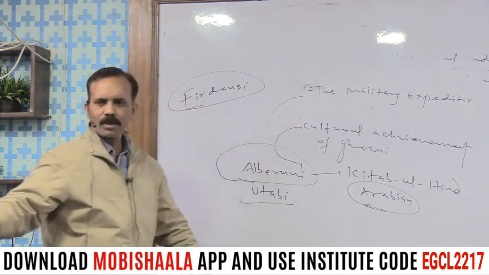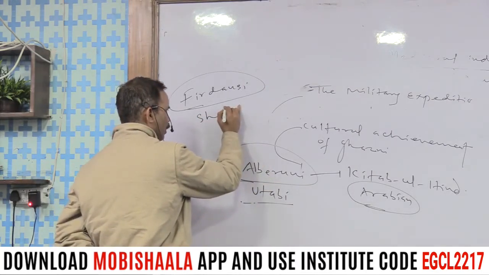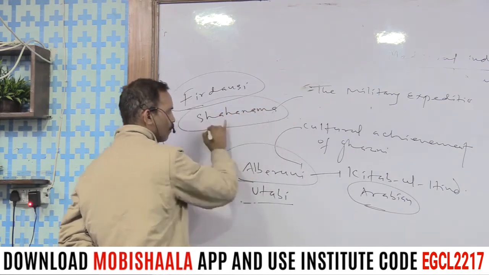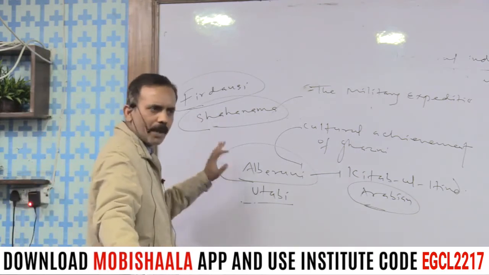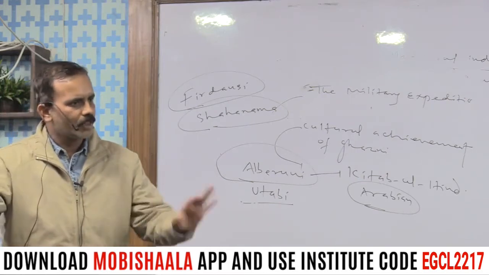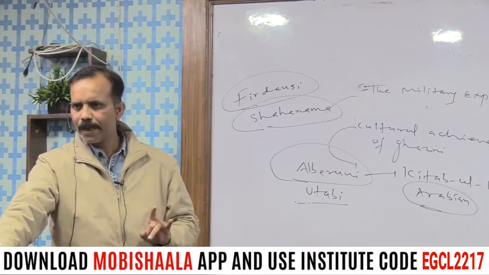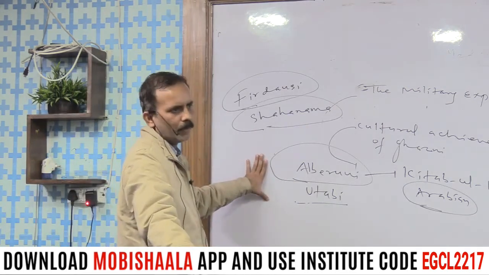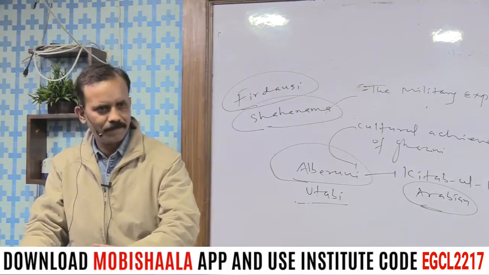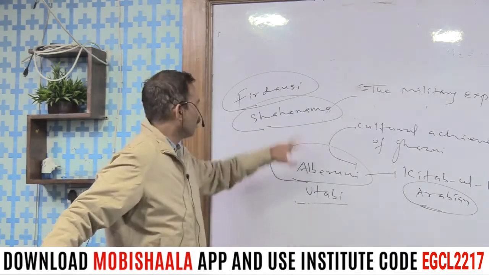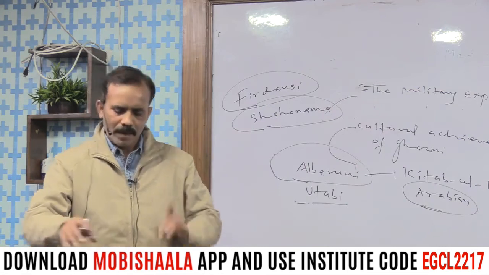And last point, Firdausi. Firdausi wrote a book, Shahnama, who also belongs to the court of Mahmud Ghazni. Okay, so this is all about the achievement of Mahmud Ghazni. And always remember two names. First, Al-Biruni, the most excellent creation, Kitabul Hind. And second is Shahnama, written by Firdausi. Both belong to the court of Mahmud Ghazni. Okay. Next.